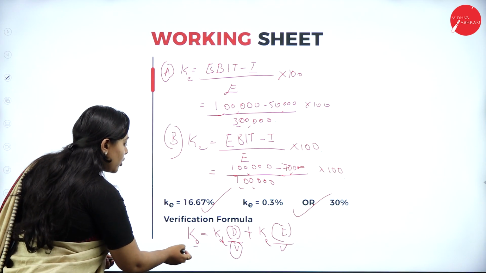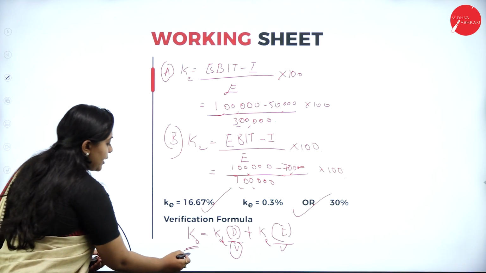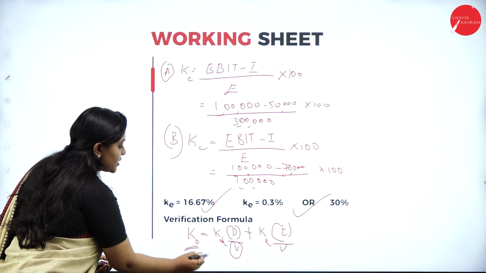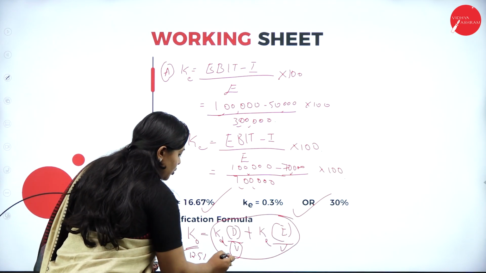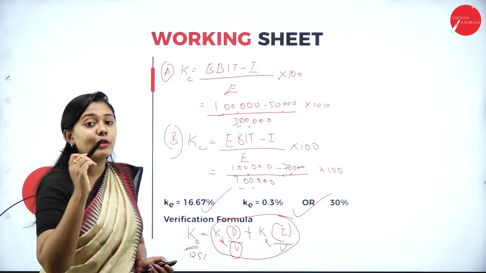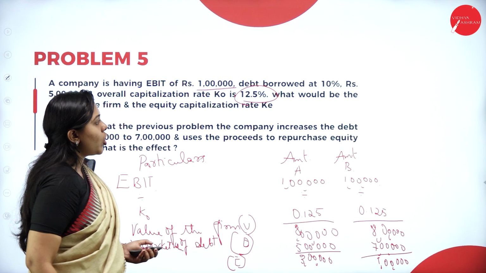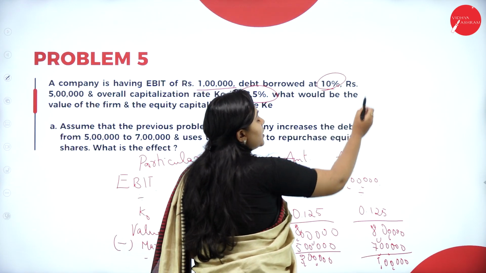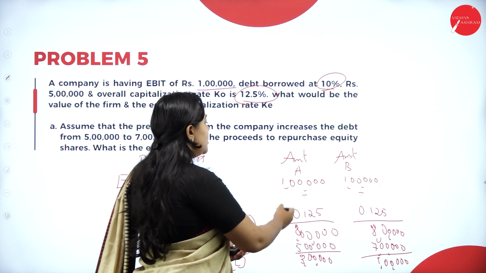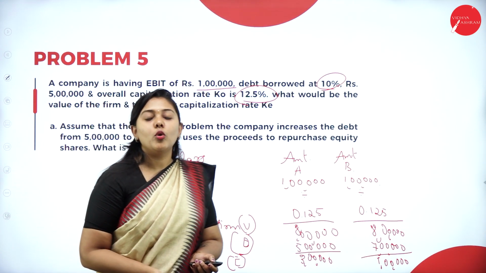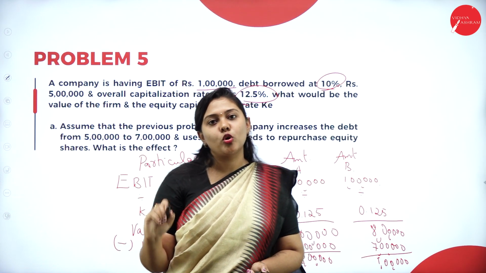So what is the overall cost of capital rate given? That is 12.5%. So if you solve this equation, you should get 12.5 itself. So how do you get it? Cost of debt. What is the cost of debt value given? 10%. If you convert it into decimal, how much will it be? 0.10 will be the answer. That is your decimal. 10 divided by 100, it will be 0.1.